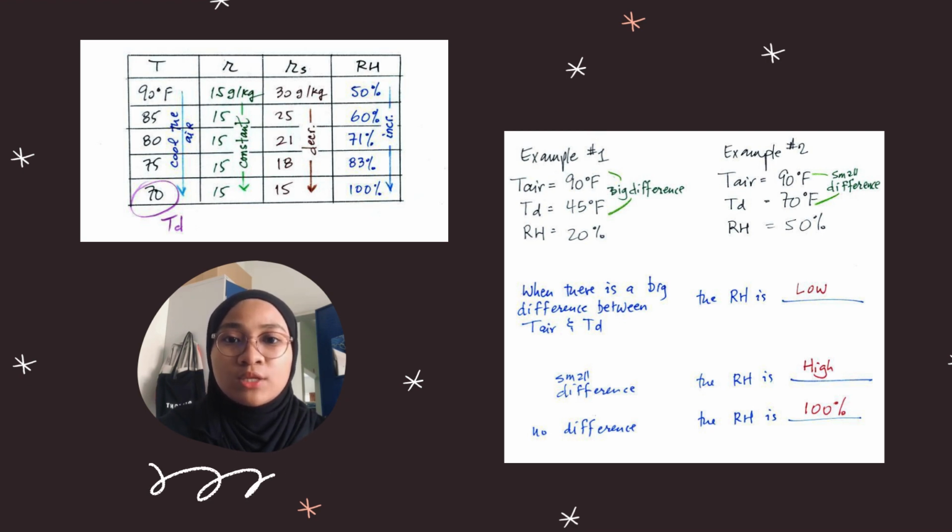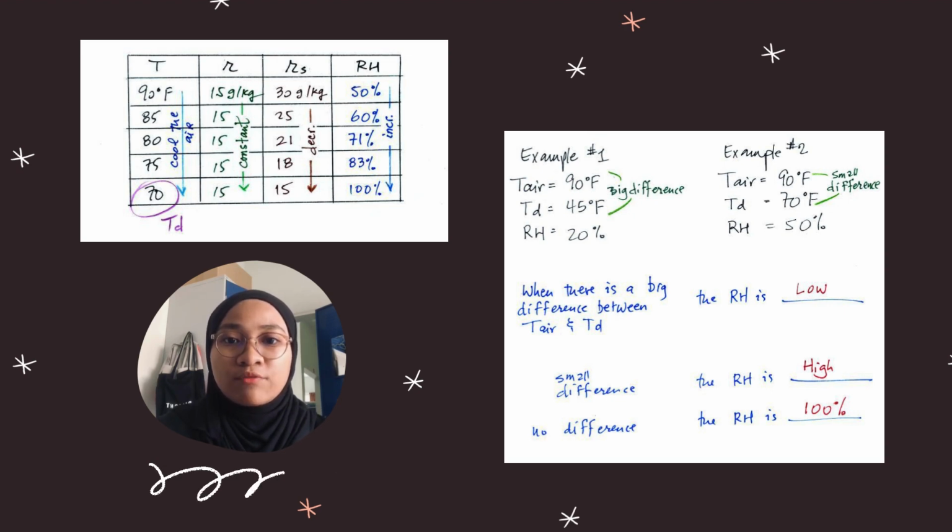Finally, to determine the dew point, we will imagine cooling the air. The saturation mixing ratio decreases, the mixing ratio stays constant, and the relative humidity increases. In this example, the RH reaches 100% when the air has cooled to 70 F. This is the dew point temperature.